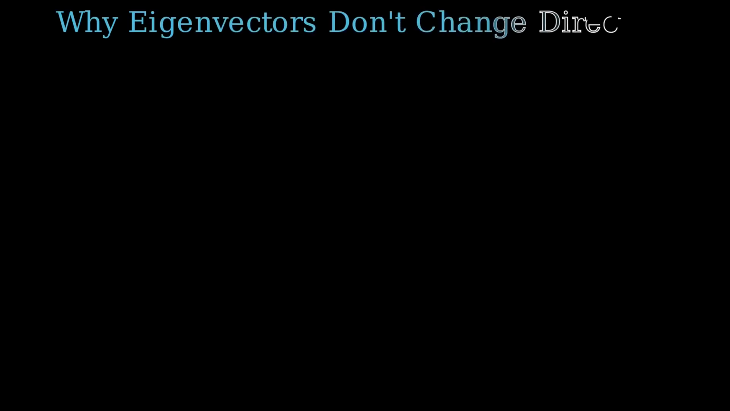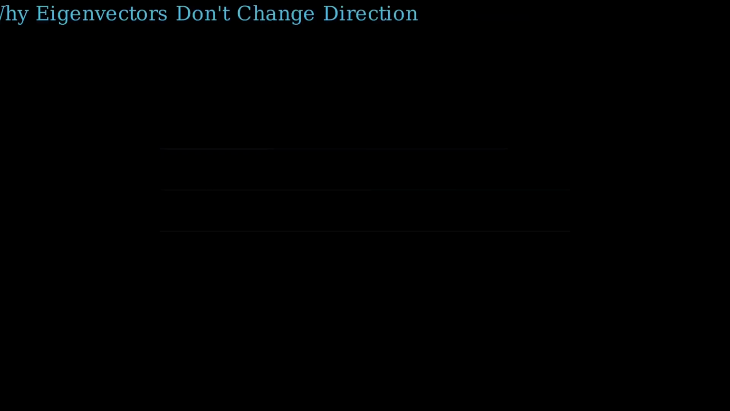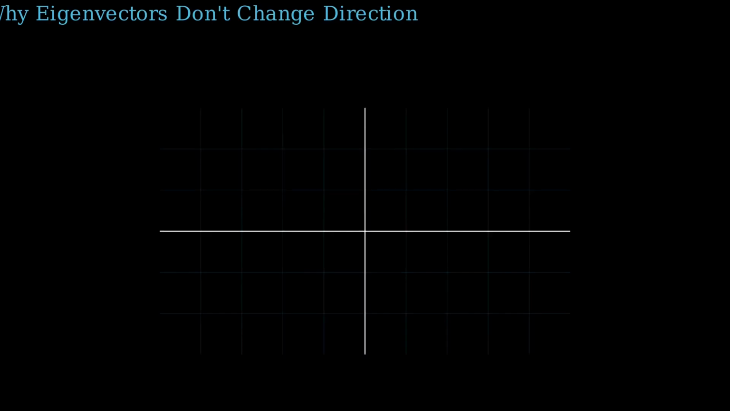Let's begin with understanding why eigenvectors are indifferent to transformations. Let us start with a coordinate plane. We will apply a linear transformation to various vectors and observe what happens. Here are three arbitrary vectors in our space. These vectors point in various directions.